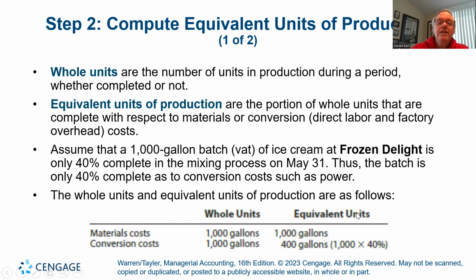However, not so with the conversion. Say the batch is only 40% complete with regard to conversion costs. If you've got 1,000 units in inventory and they're only 40% complete, for equivalent units, you only have 400. Notice the difference. If materials are added at the beginning of the period, then the equivalent units for material is the number of gallons on hand. But when it comes to conversion cost, the conversion cost for the current period is only the percentage of the work done in the current period. So if you had 1,000 units in inventory, but they were only 40% complete, the equivalent units is only 400.